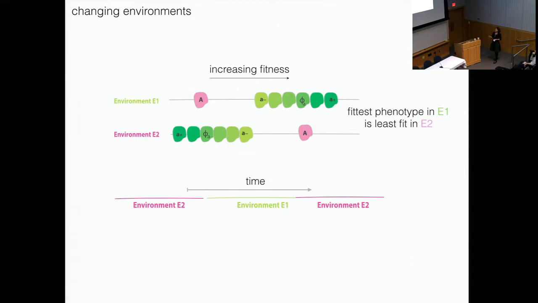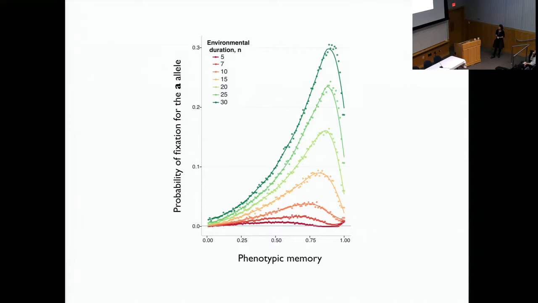And then we simply periodically change the environments through time. We also play around with different types of changes through time that are not periodic. However, I'm only going to focus on the periodic fluctuations in this talk. So what do we see? Here I'm plotting this phenotypic memory, so this partial heritability, on the x-axis. And I'm plotting the probability of fixation of the A allele on the y-axis for a range of environmental durations.